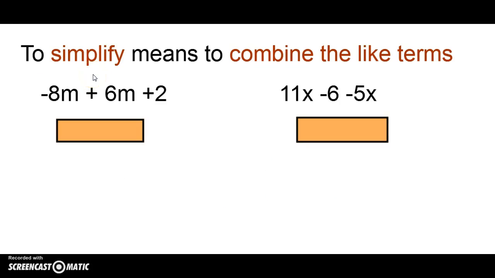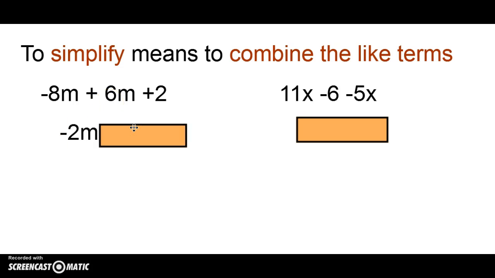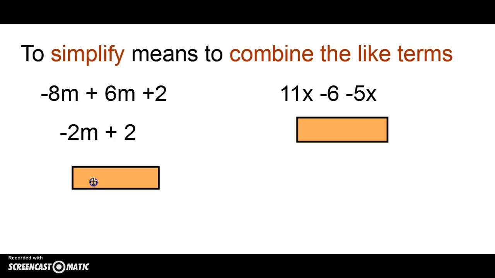All right, to simplify means to combine the like terms. So notice in the first example, the negative 8m and the 6m are like terms. So we would say negative 8 plus 6 would be negative 2m. Keep the variable with it. And then 2 is just its own constant, so it just hangs. They cannot be combined any further.